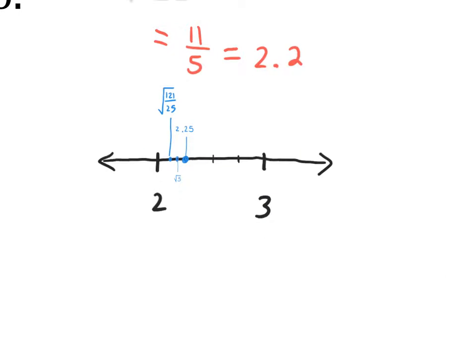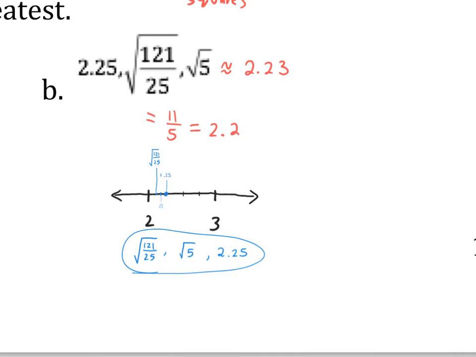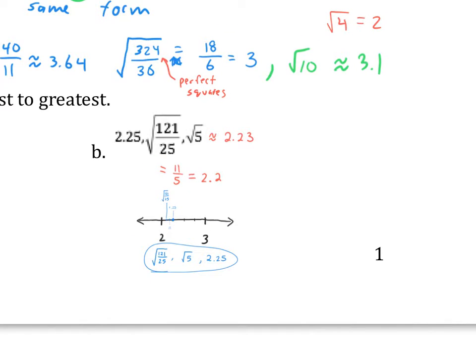Now that we have a graph as an alternate way of looking at things, we can make the list here. Square root of 121 over 25, comma, radical 5, comma, 2.25. And box or circle it there.